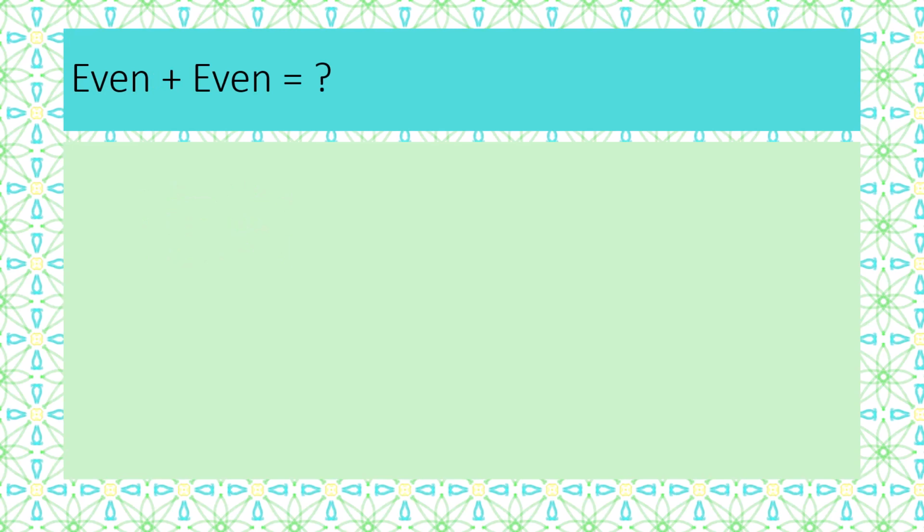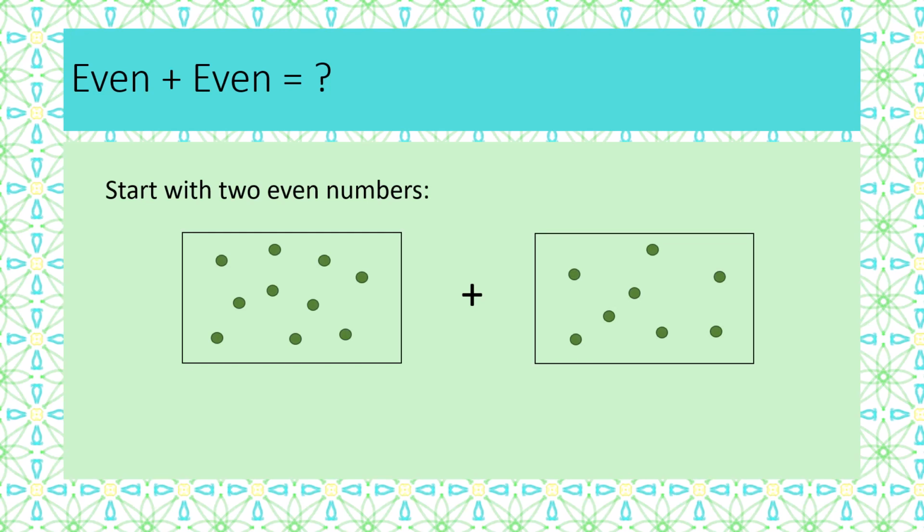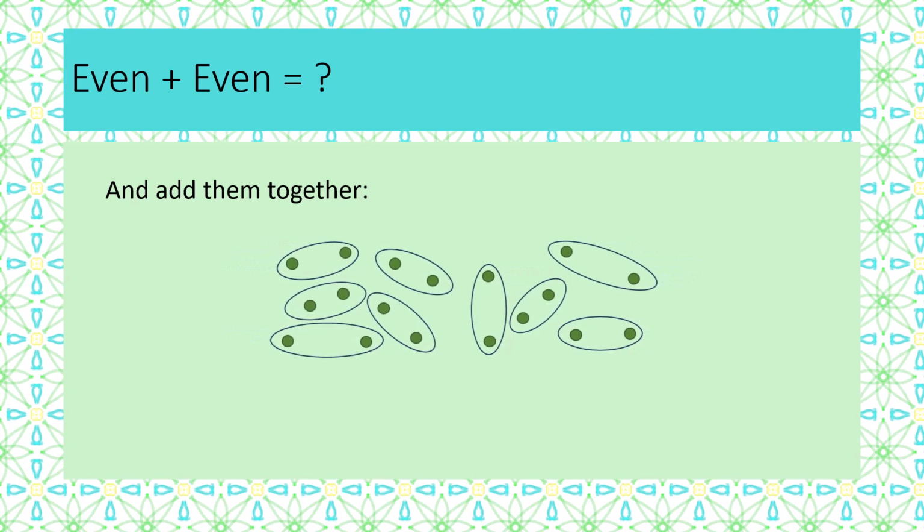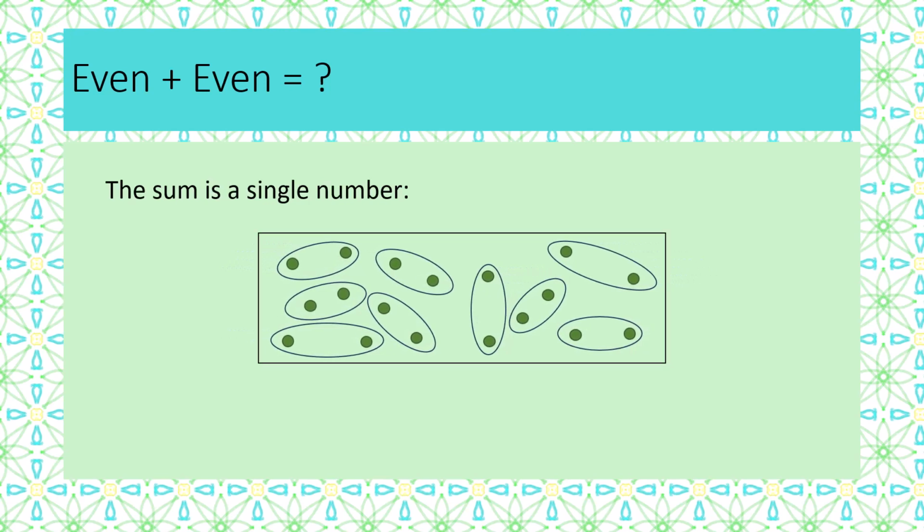We start with 2 even numbers. The actual values of these numbers don't matter. The only thing we care about is that we can separate them both into groups of size 2 with no objects left over. When we add the 2 numbers visually, we just put them together. The sum is a single number which can be separated into groups of size 2 with no items left over. Thus, the sum of 2 even numbers is even.